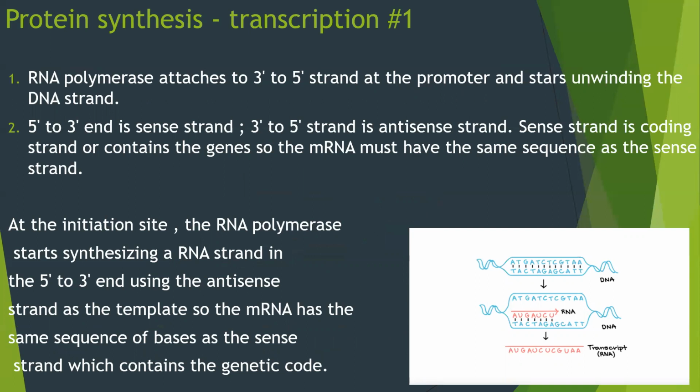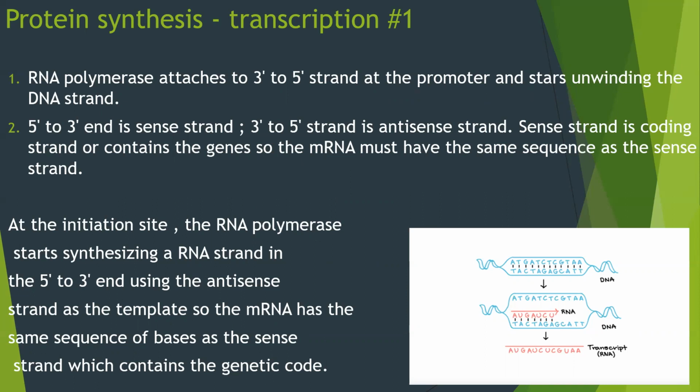So let's talk about transcription and translation. These are important for protein synthesis. What happens in protein synthesis is that RNA polymerase will attach to the 3' to 5' strand at something called a promoter. This is where transcription begins, and it starts to unwind the DNA strand. You also need to know what a sense strand and an antisense strand are. The sense strand is the coding strand and contains the genes. So mRNA must have the same sequence as the sense strand.